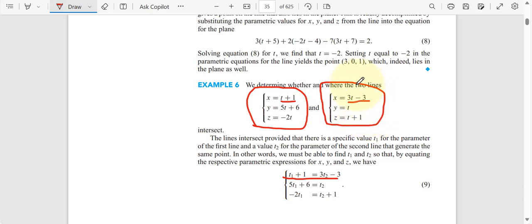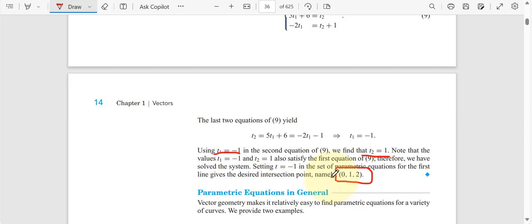We want to be able to get the same XYZ point, the same coordinate, using T1 here and using T2 here. And we get three equations with just two unknowns. It doesn't have to have a solution, but it did. And we found the T1 and the T2, and they both generate this point. So there was a point of intersection between these two lines.